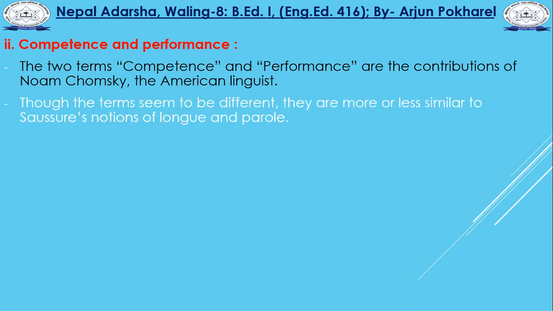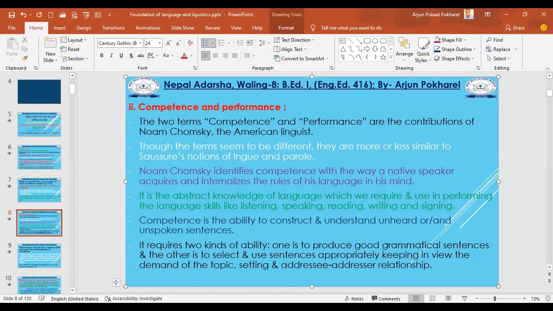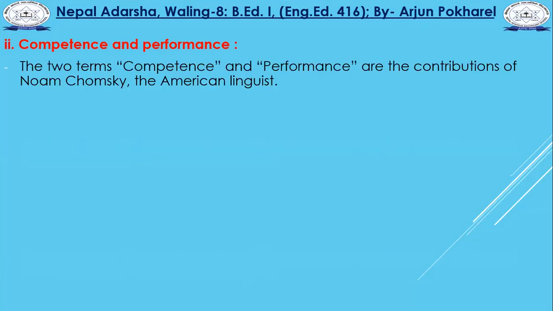And now, though the terms seem to be different, competence and performance, these two terms seem to be different, they are more or less similar to Saussure's notions of langue and parole. It is langue, it is not long. Saussure's notion of langue and parole. It is spelled L-A-N-G-U-E. Okay, langue and parole, so those are the two terms.